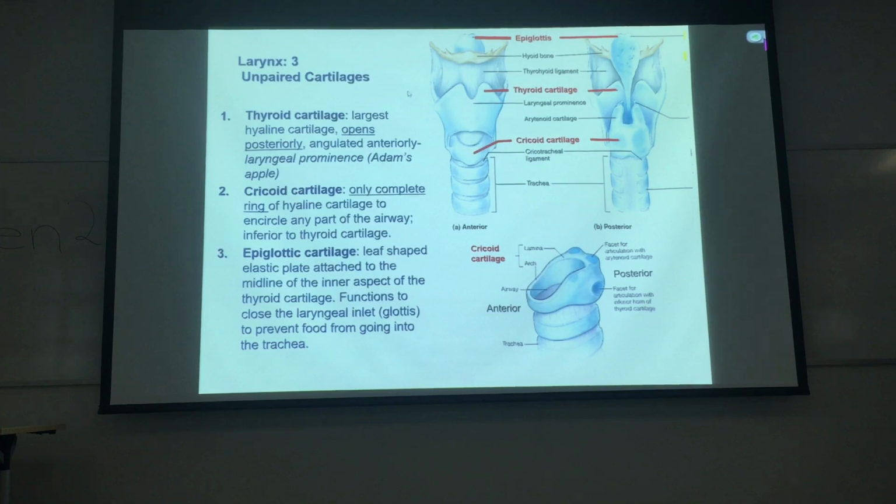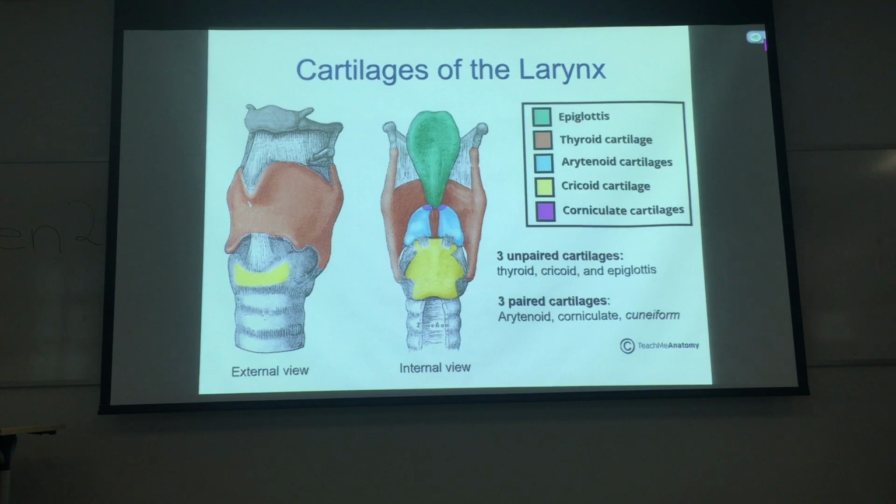So make sure you know here's the thyroid cartilage. On the thyroid cartilage is the laryngeal prominence or Adam's apple. That's part of it. It's not a complete ring all the way around. So when you look at that other view, here's thyroid. It does not make a complete ring all the way around. Epiglottic is not a complete ring.